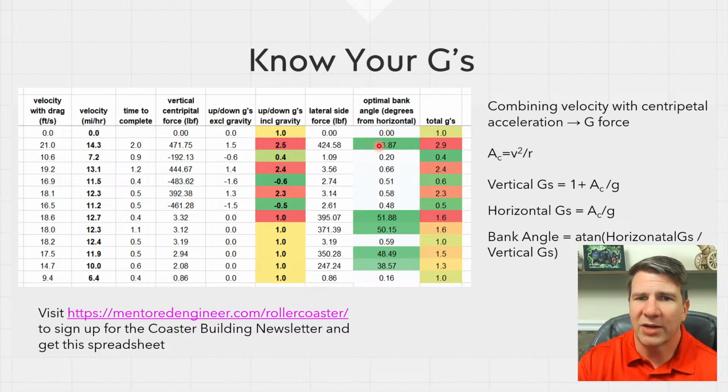From that, we can calculate our bank angle, which is our horizontal G's divided by our vertical G's. And then we take the inverse tangent of that function, and that'll give us an angle in degrees. And we can calculate our total G forces from the vertical G's and the horizontal G's. And our biggest here is at the bottom of the curve at 2.9.